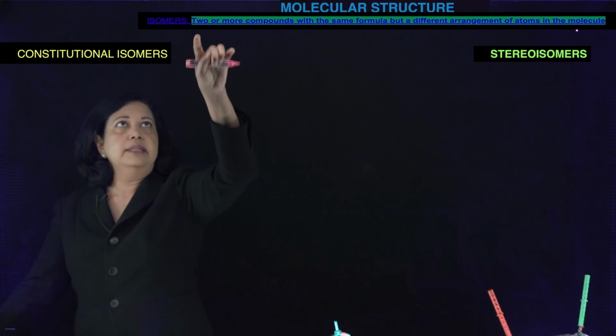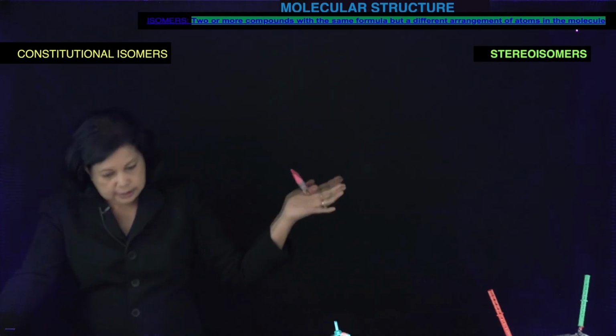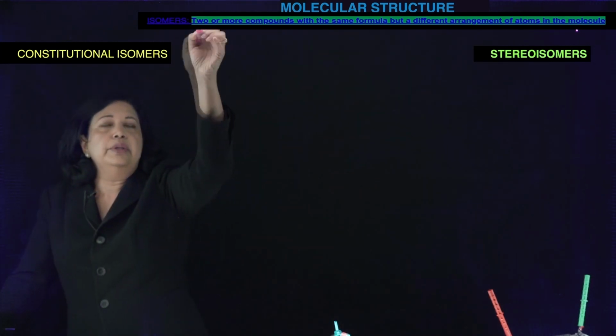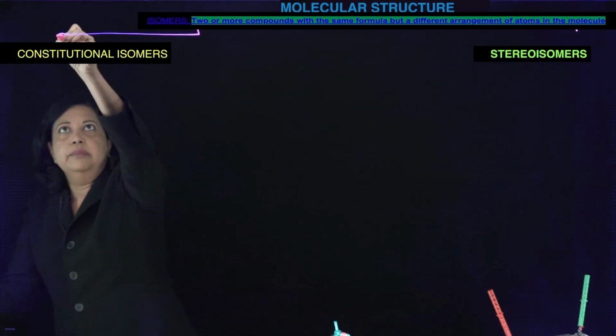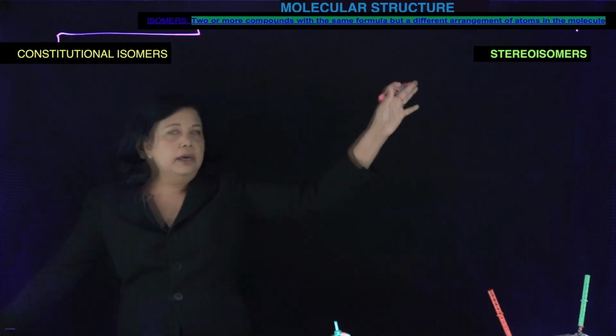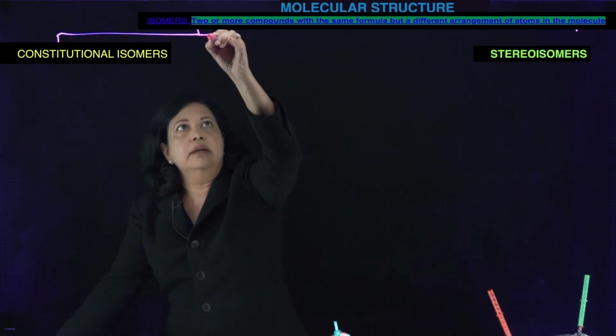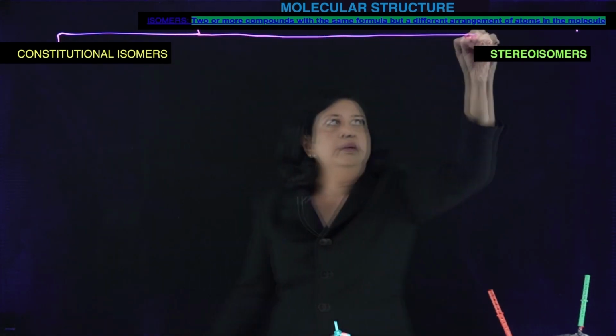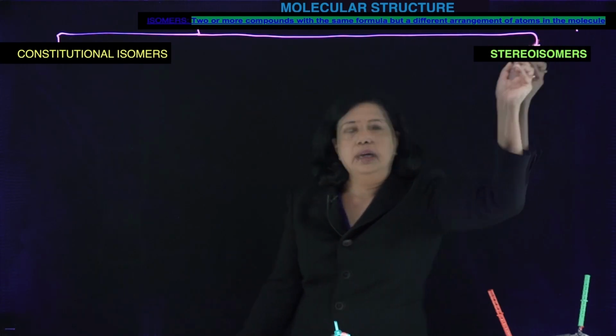So isomers, how many types are there? It turns out there are quite a few, and I'm just going to write all of them down, and then we will talk about the others as we go along. So today we're only going to talk about constitutional isomers.